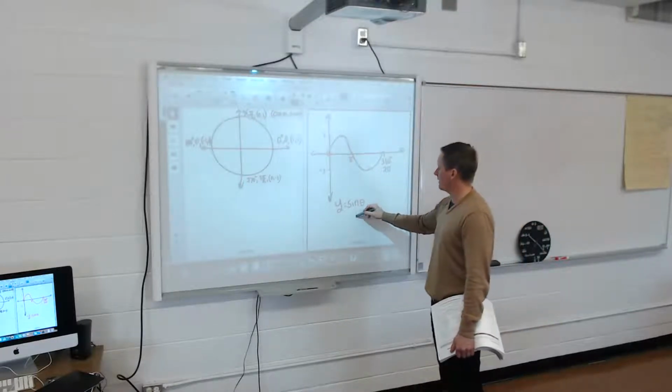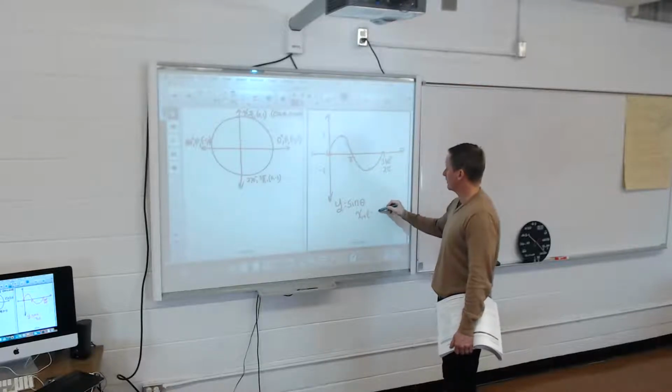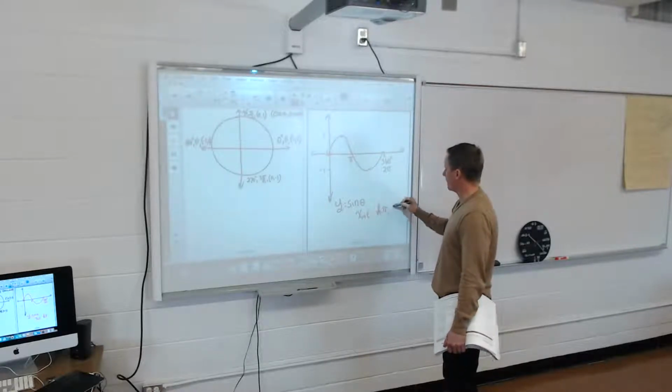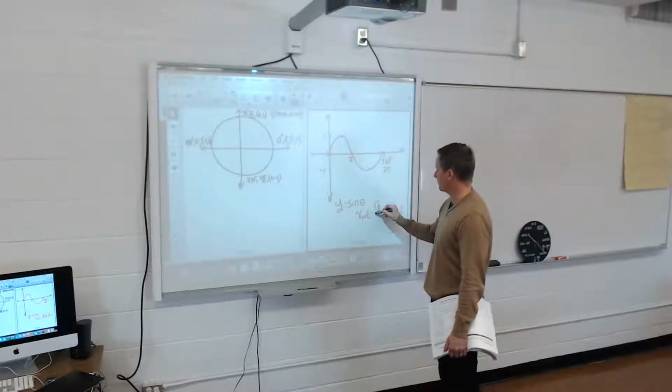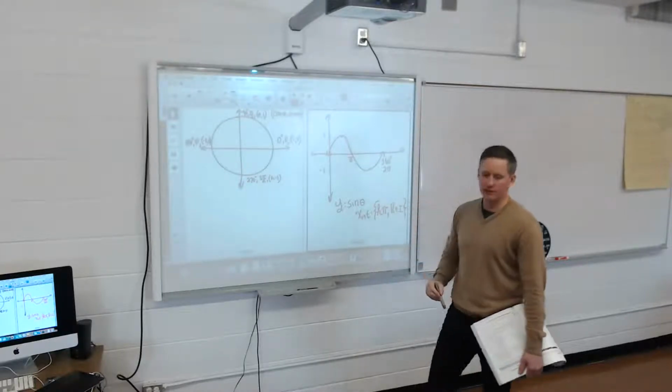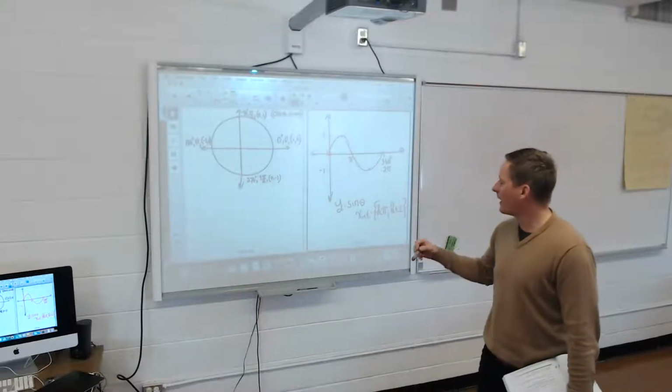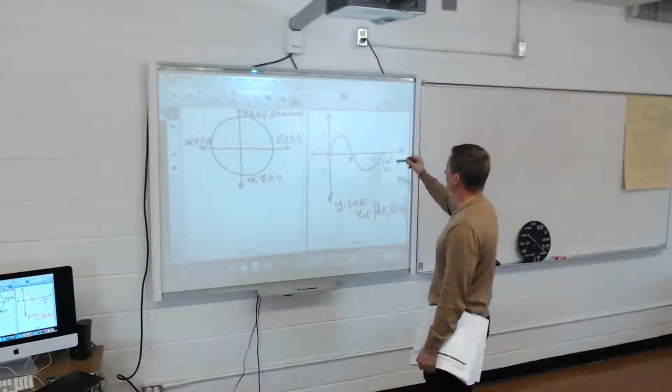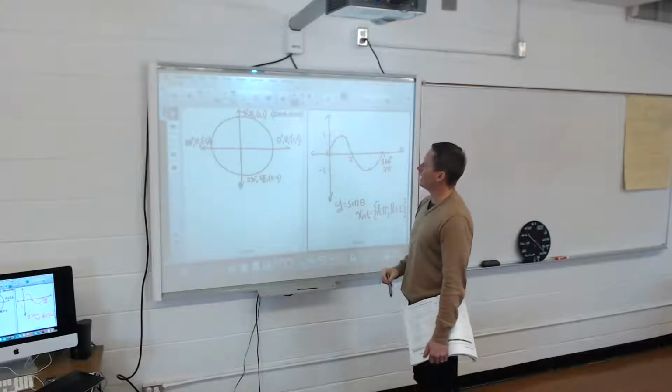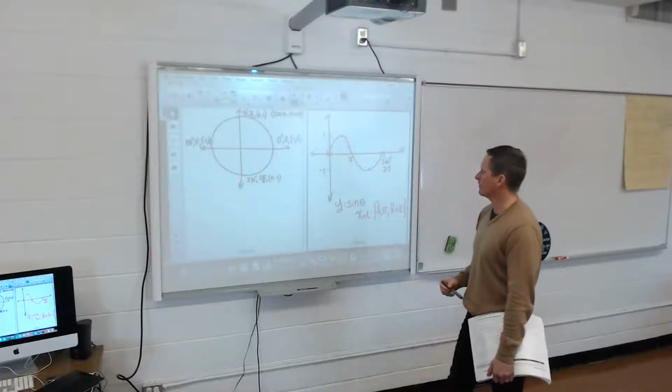So my x-intercepts, or my roots, or my zeros of my function, occur at k pi, where k is an integer. All right, we talked about that notation in the last unit. So every pi value, I have a 0 as my x-intercept, or my root.